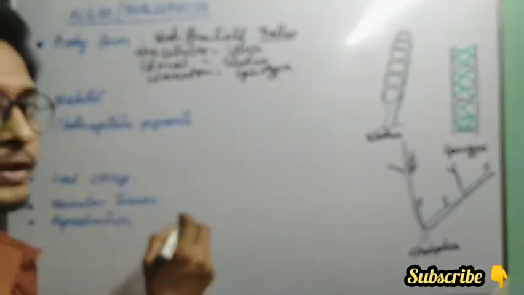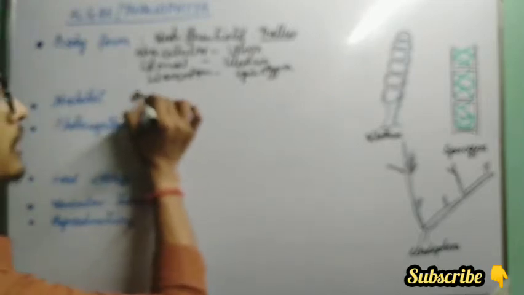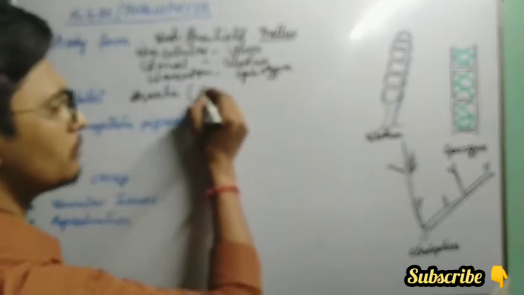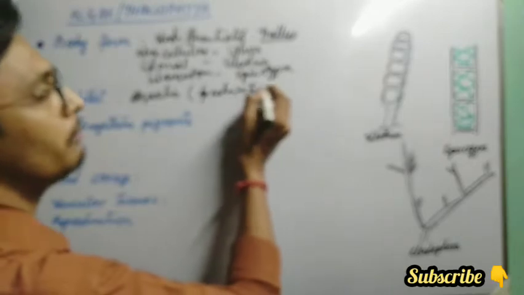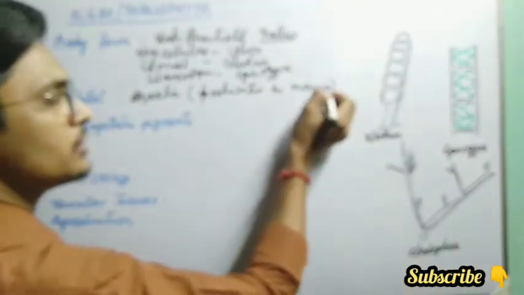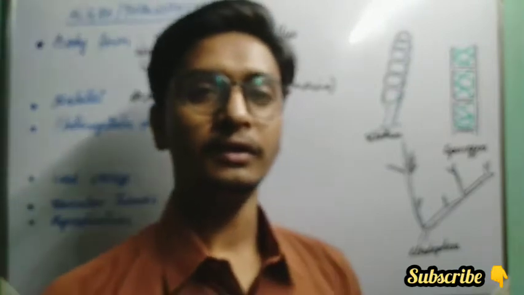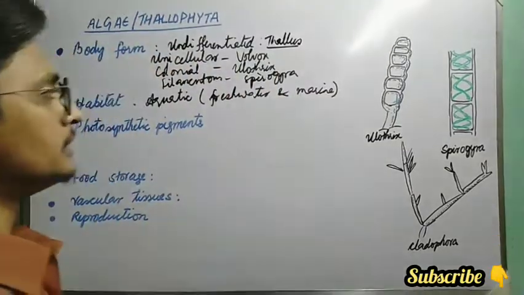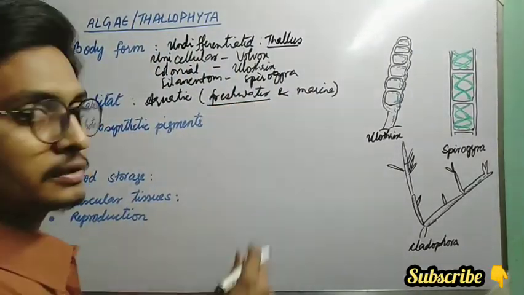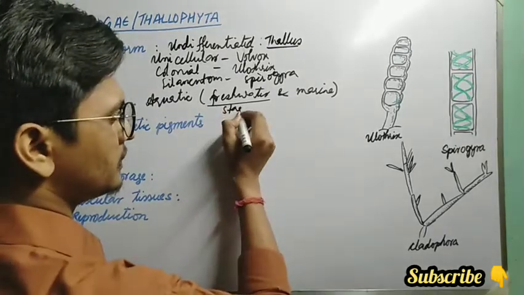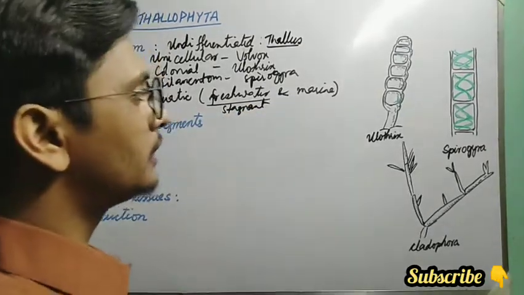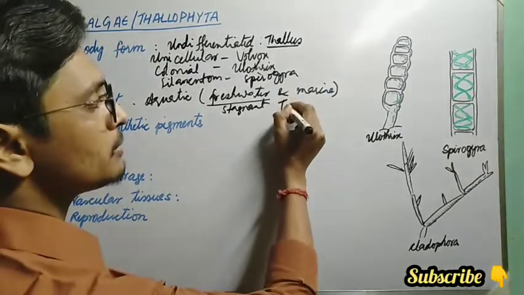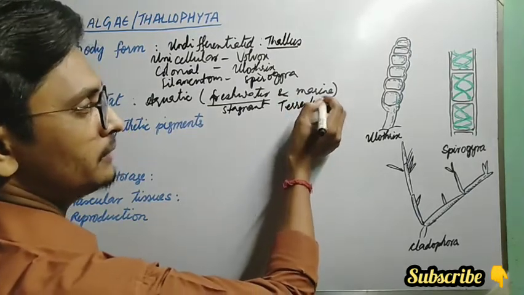Now habitat, they are found in both aquatic and terrestrial environments. And in the aquatic environment, which aquatic environment? Both fresh water and marine also, but the majority of them will be found in fresh water, that is stagnant water. So mostly they are found in stagnant water, that is ponds, lakes, ditches. And a few of them are marine, living in the seas and in the oceans, and some of them are terrestrial also, living on the land.